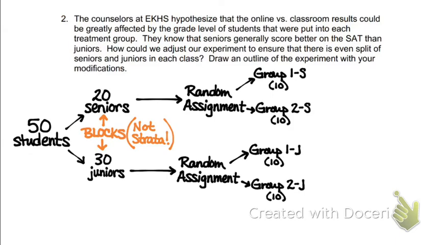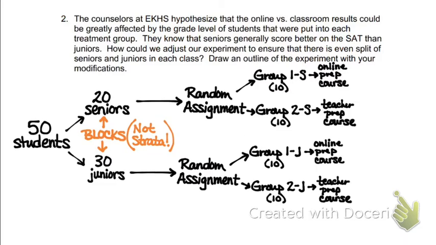So I called them 1S and 2S for my seniors, 1J and 2J for my juniors. So I've got 10 seniors in each group. Ooh, for my juniors it should be 15, not 10, sorry. That's what I get for writing my numbers down wrong. So it should be 15 in each of those groups. Again, for the way I designed it. If you had 3 cases, then you'd set it up a little bit differently. Random assignment from there. Half of them are going to take the online prep course. Half of them are going to take the teacher-led. You randomly decide which group gets which case.